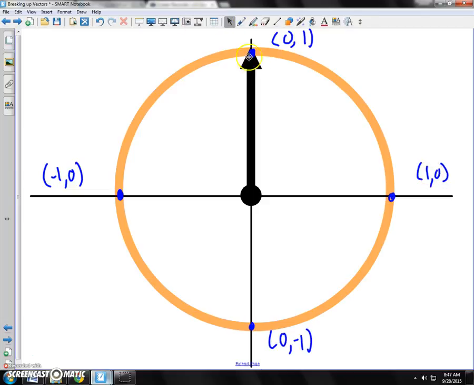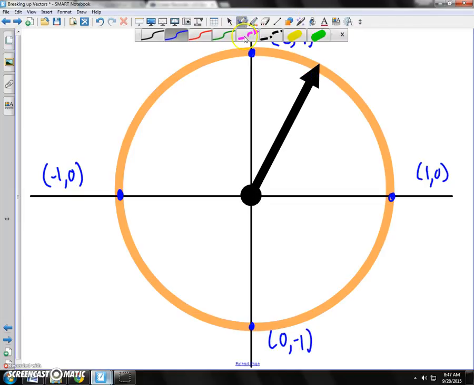Now, let me show you this. Let's put an arbitrary angle. I don't know what this angle is. I made it up. And we're going to say that this angle has a measure of theta. Theta is this angle. Okay? So again, we don't know what it is, but we know that it's theta. We do know this.